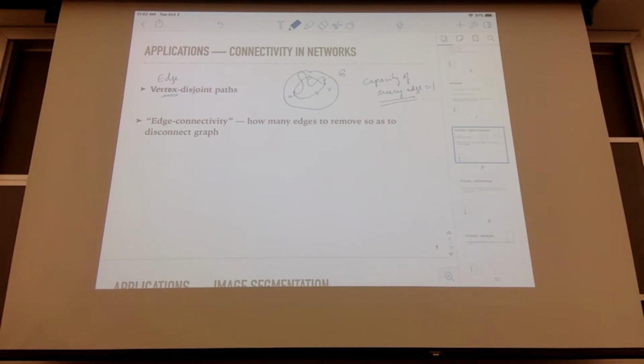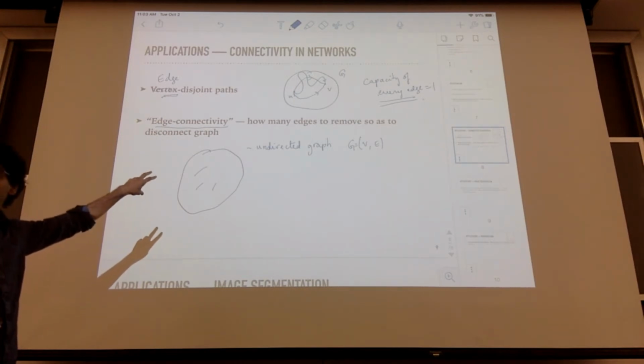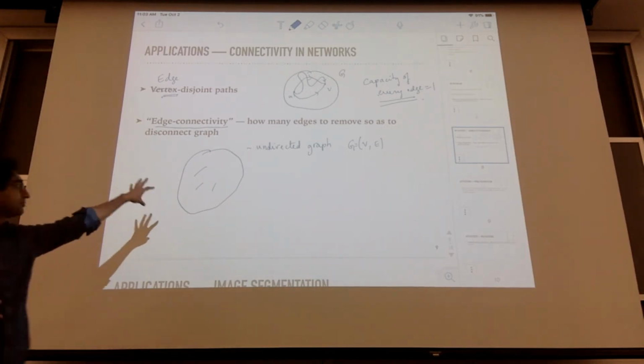Alright, so this other problem, the second problem, which is also very simple, is what is called edge connectivity. Here you are given an undirected graph, and you want to remove as few edges as possible so that the graph gets disconnected. The only difference between this problem and the previous stuff is that firstly it's an undirected graph, and secondly I'm not specifying which vertices must be cut. All I'm saying is that the graph must be divided into two non-empty disconnected pieces. I don't want any piece to be empty.